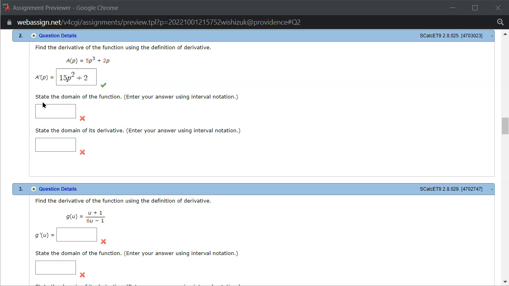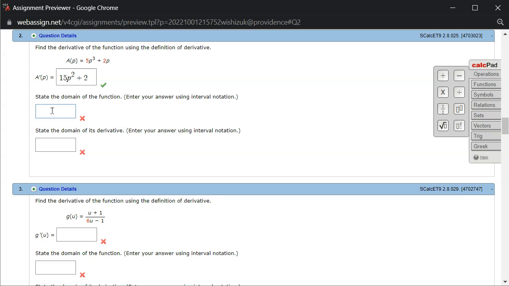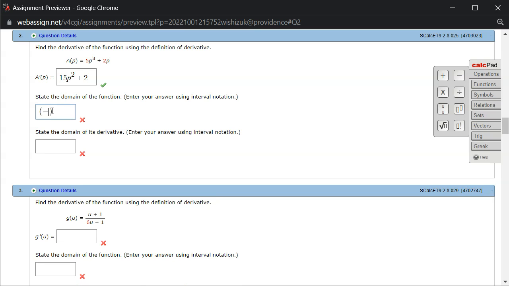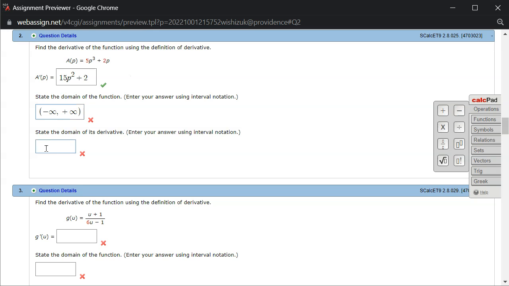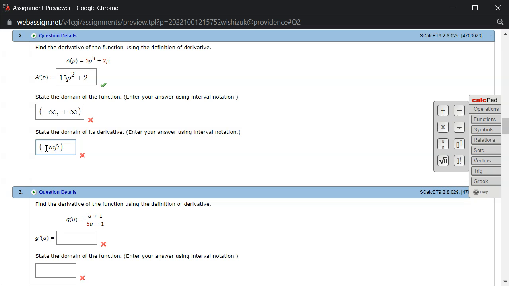Next question is to state the domain of the function. The original function is a cubic function, which is a polynomial function of degree 3. A polynomial function is defined everywhere, so its domain is negative infinity to positive infinity. And then state the domain of its derivative. Its derivative is actually a quadratic function, so it's another polynomial function, but of degree 2. The domain is negative infinity to positive infinity.